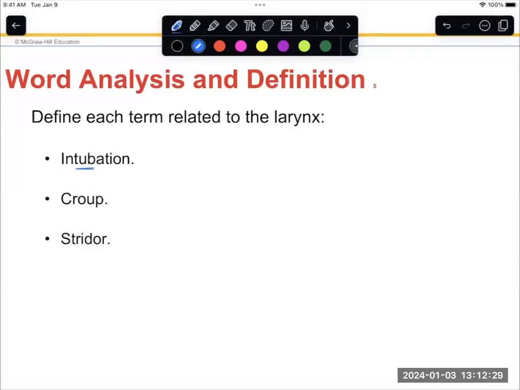Croup. Croup in Old English means to cry out loud. It has that barking cough, upper airway infections in children. Then stridor. Stridor is this high-pitched sound because there's an obstruction in the airway, and so as air is trying to pass through it, it's creating this really high-pitched sound.